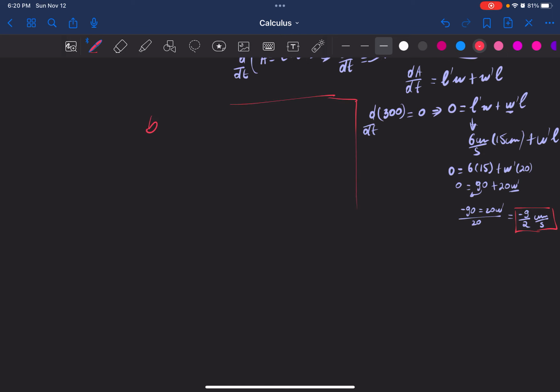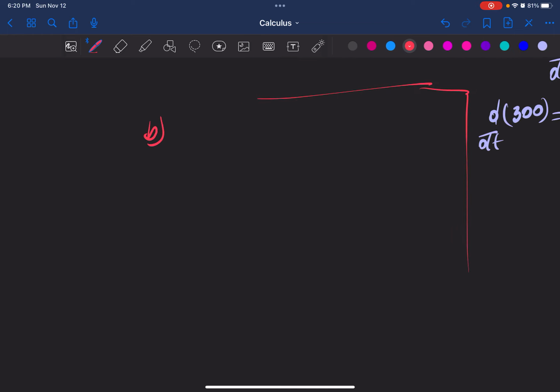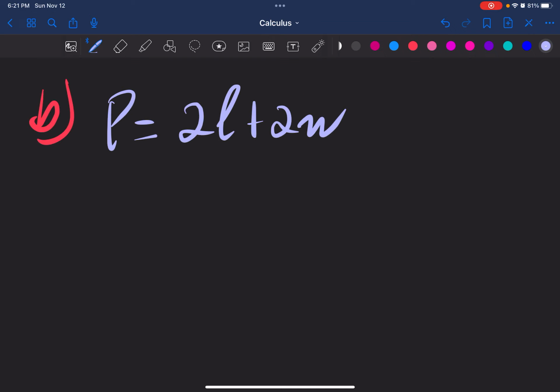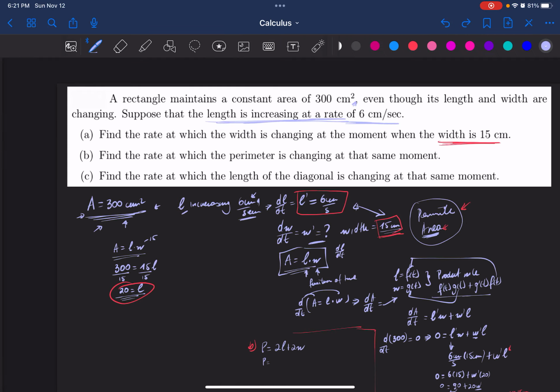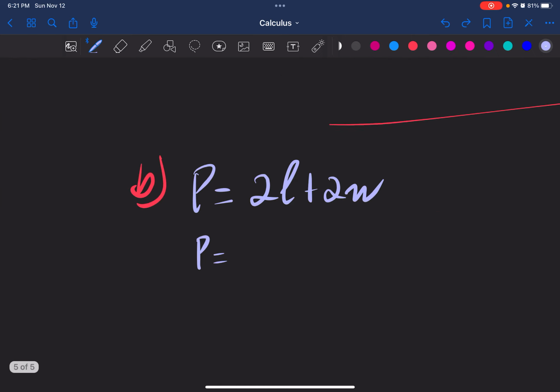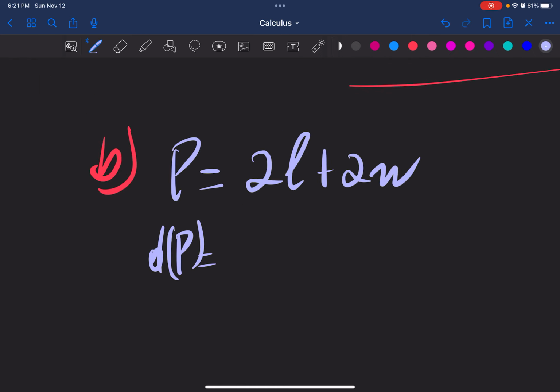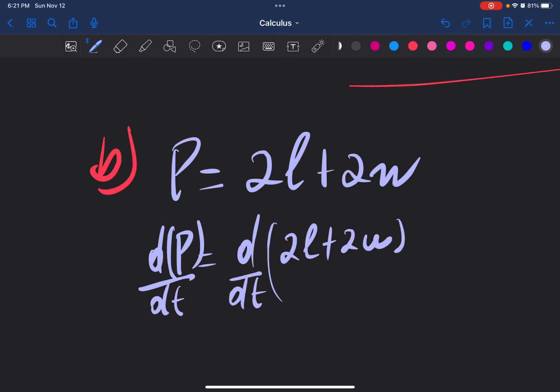So I'm going to do B on this side. The perimeter of a rectangle is equal to 2 length plus 2 width. Perfect. So I want to find the perimeter. So I can just take the derivative. I want to find the rate at which the perimeter is changing at the same moment. So I can take dP over dt and then d of 2l plus 2w over dt, because both of them are always changing with respect to time.